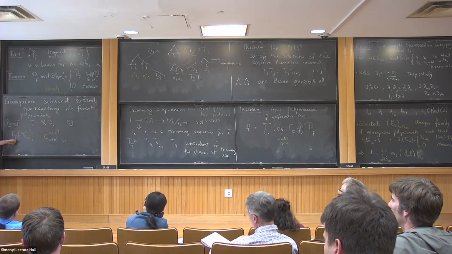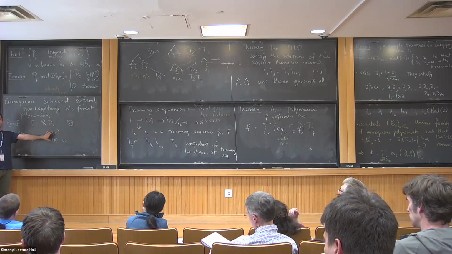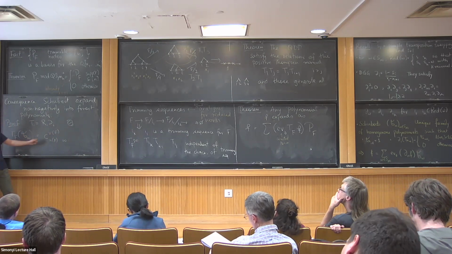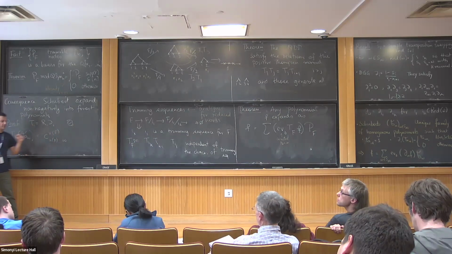For every trimming sequence, you can extract a pair of permutations, u and v. These two will differ by a long cycle. They differ by a Coxeter element. Okay. So applying this to a Schubert polynomial is actually computing that particular Schubert structure coefficient.